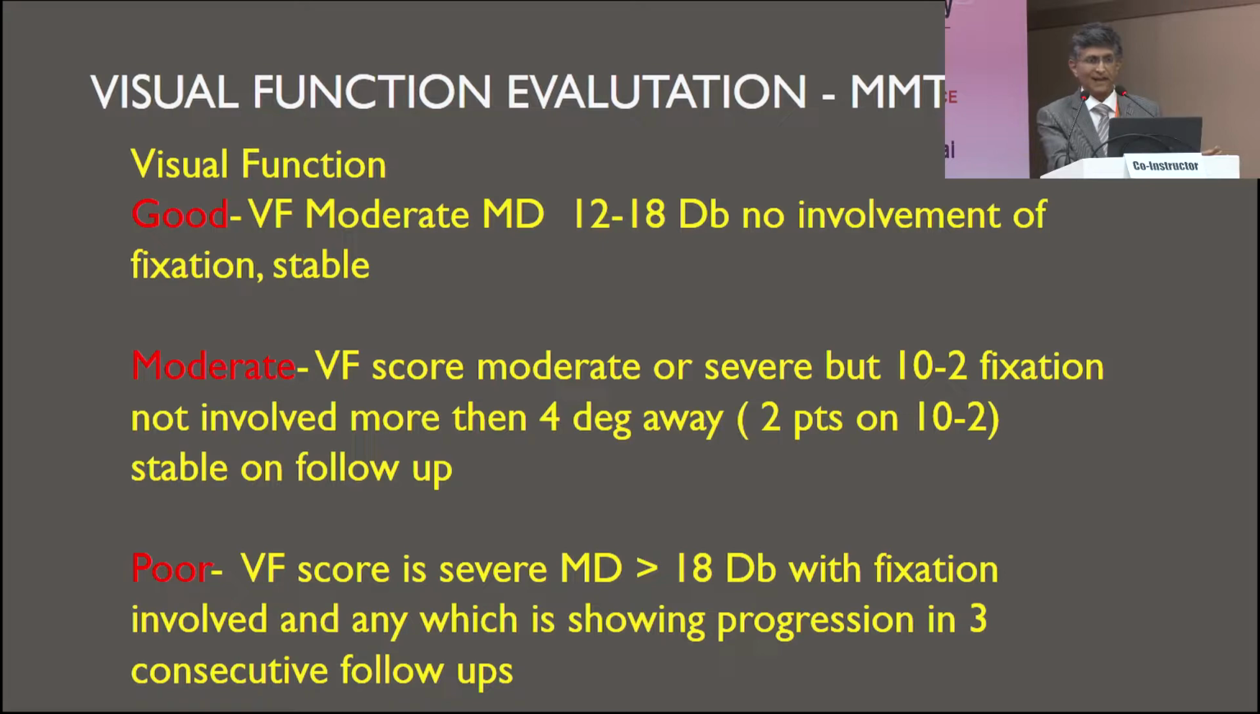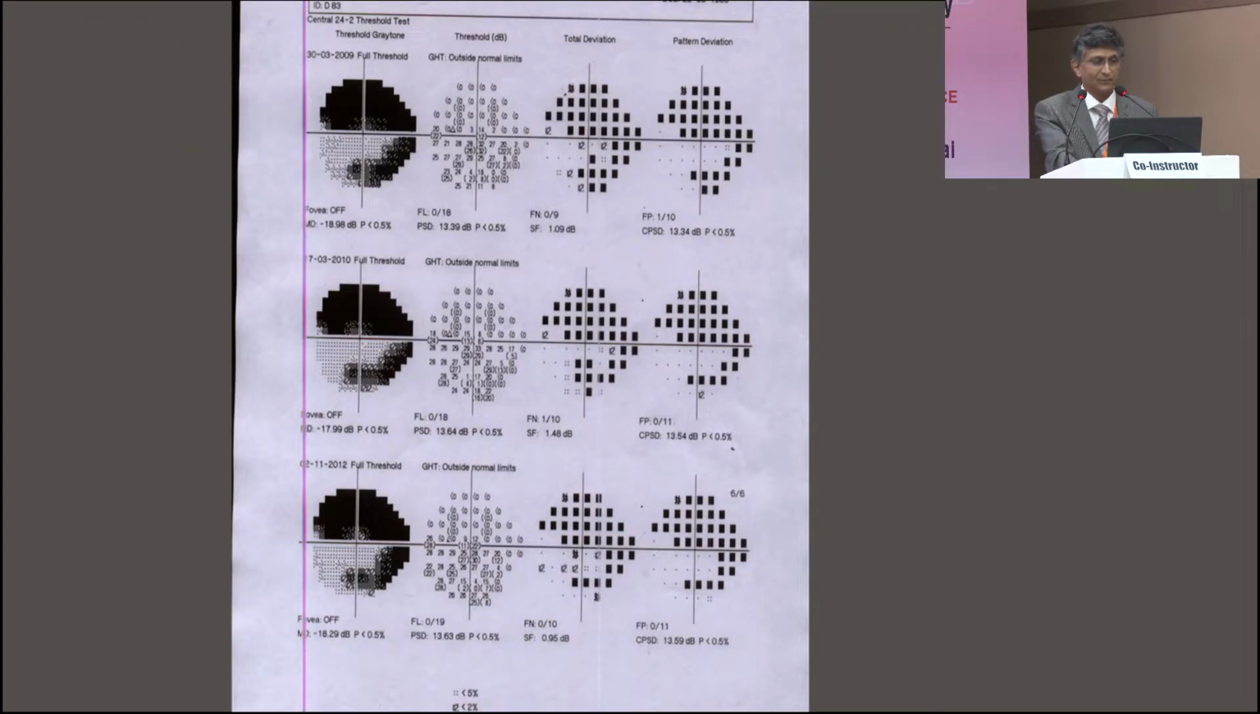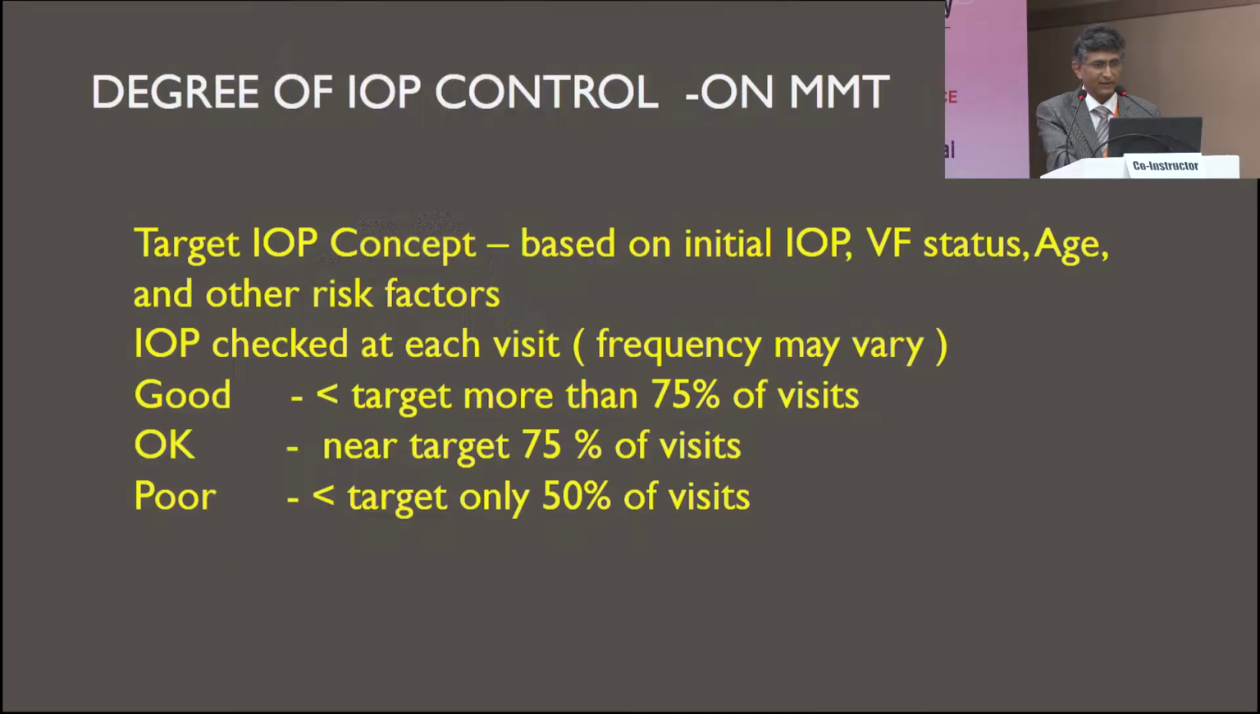And the next and the last are the poor visual field status patients who have severe visual field defects with mean deviations more than 18, 20 or more, 25, with fixation involved, and any of which is showing progression. So even if the visual field function is moderate but shows progression in 3 consecutive fields, it is graded as a poor visual field function patient. So this is a kind of patient you see sometimes. It is an advanced defect, and over time there is progression. As compared to this is a patient who over time is not showing much progression.